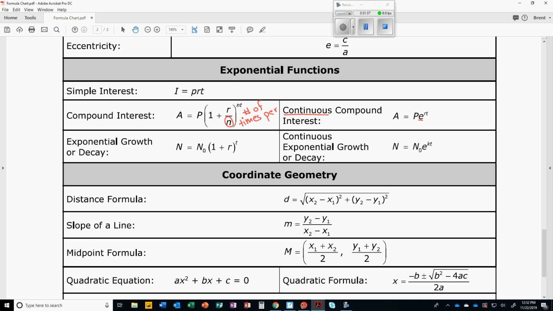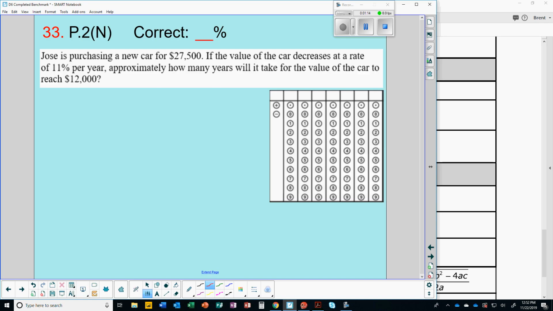And the key word there is this per. So when I come back to the problem, I notice that this says per year. And technically, it means it decreases at 11% per 1 year. So I'm going to say n equals 1. So I'm going to use the formula A equals P, 1 plus r over n to the nt. And since n is 1, the 1 times t will go away, and r divided by 1 will go away, so it'll just be like that.